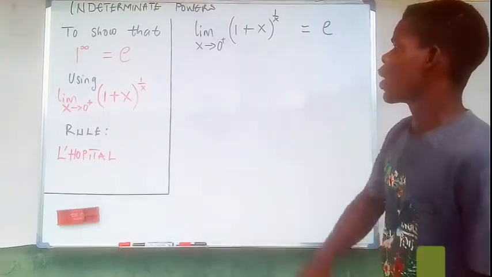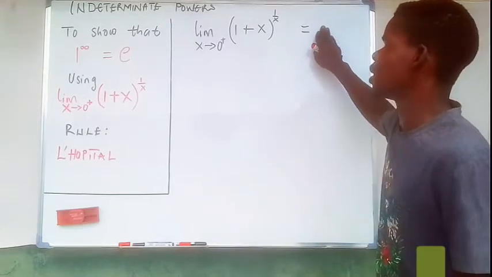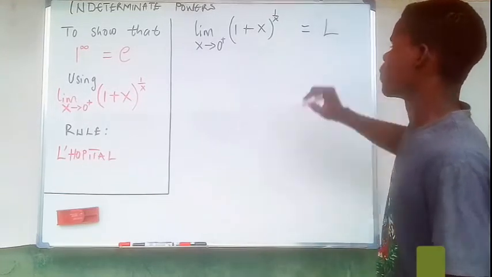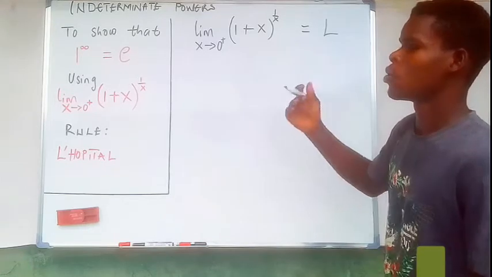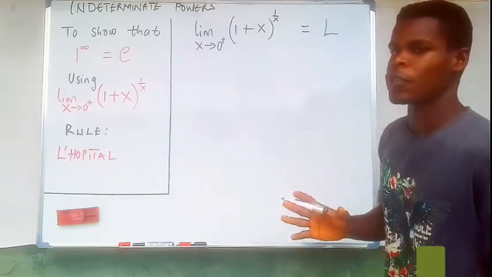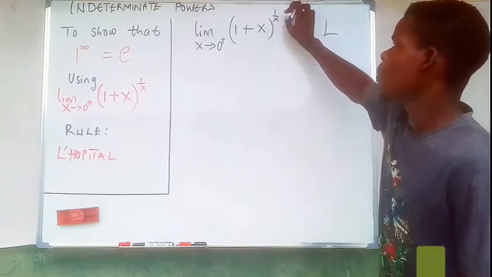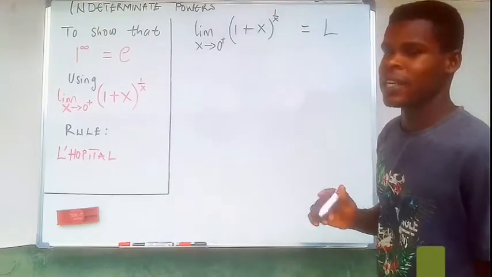Now, we go ahead and do this. Assuming we didn't know this to be e, the limit of this function should be equal to L. Let's call it L. I want to make use of L'Hopital's rule at some point. To make use of that, I'm going to make this a fraction by bringing this exponent down here, by taking the ln of both sides.